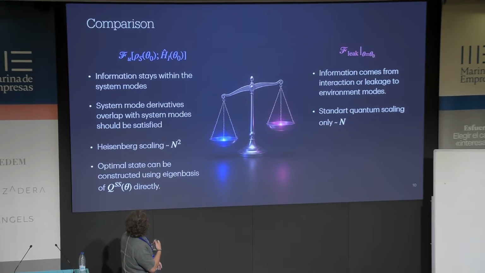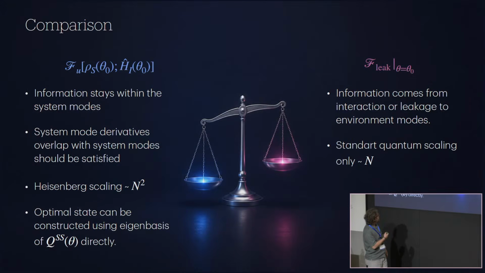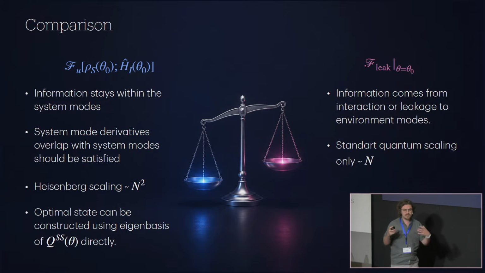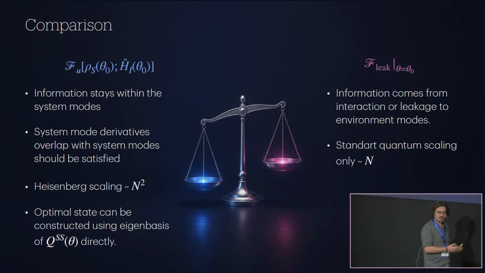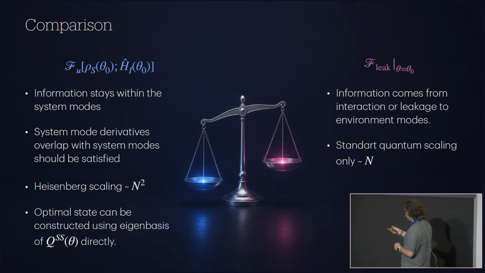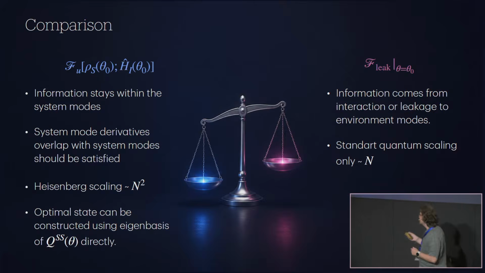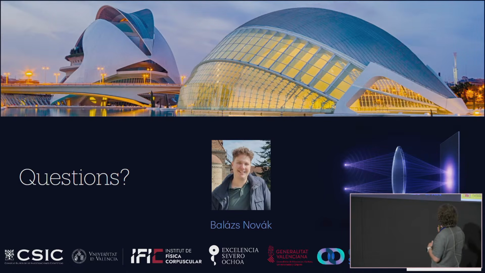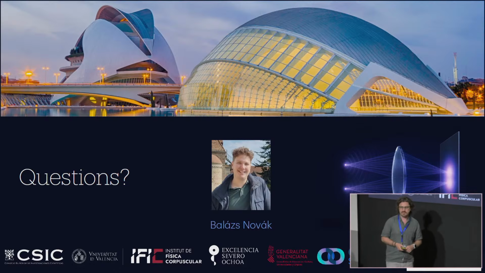So in the end, we can compare this leakage part and this unitary part. The unitary part is the most advantageous, because it can give Heisenberg scaling. And this leakage part is always in the standard quantum scaling. But for this one to survive, you need to engineer your modes in such a way that their overlap survives. If it doesn't survive, you will never have Heisenberg type of scaling. This is the general idea. Now, in the next talk, Balázs is going to give some physical examples of how we can apply this to these common problems and get Heisenberg type of scaling for these images.